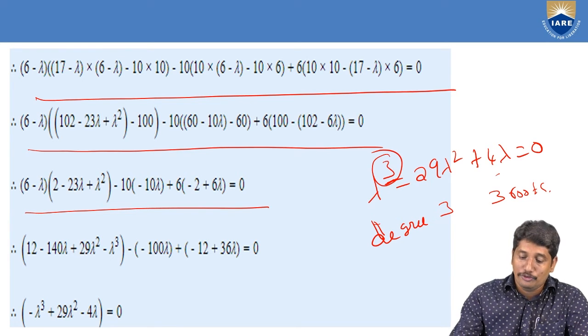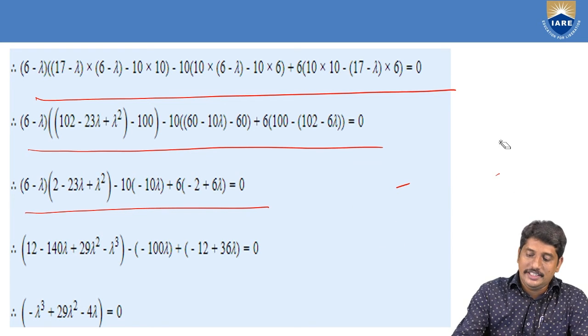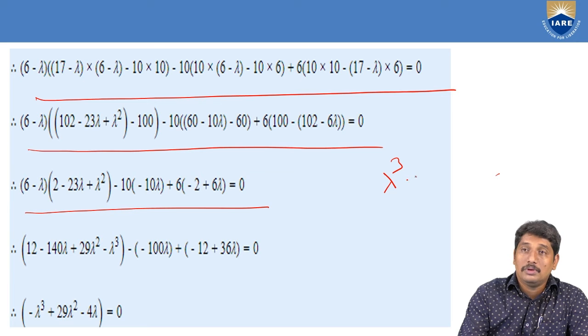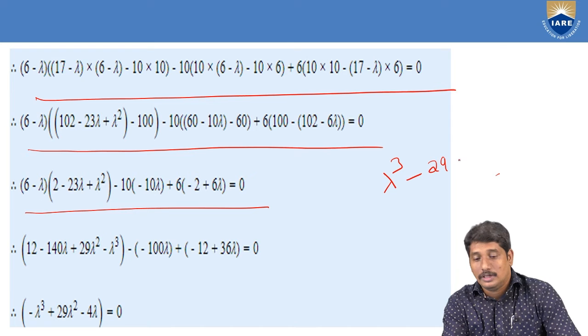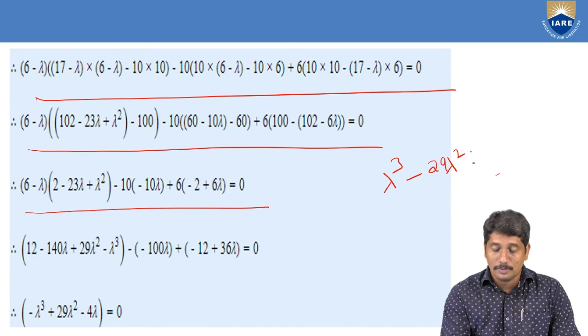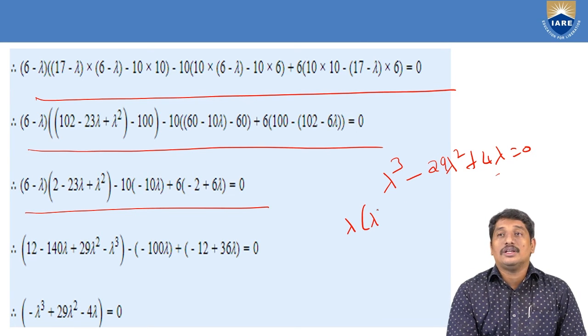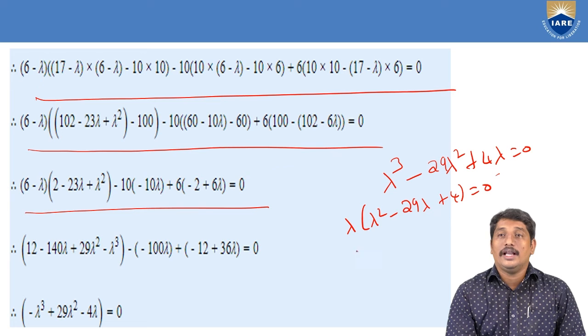Okay, now we are going to find those 3 roots. So for that, let us write the equation neatly. Lambda cube minus 29 lambda square plus 4 lambda is equal to 0. Once we take lambda common, lambda square minus 29 lambda plus 4 is equal to 0, and lambda is equal to 0.